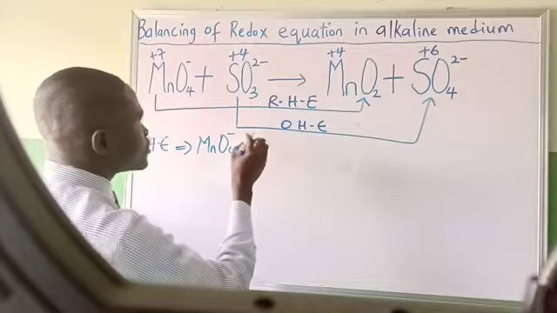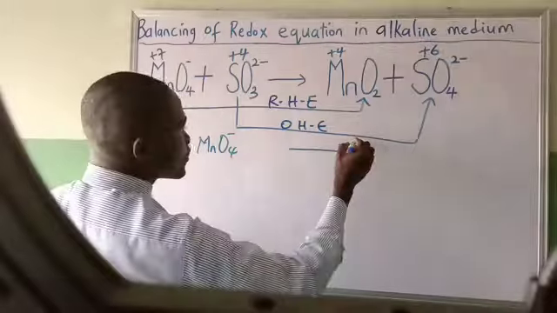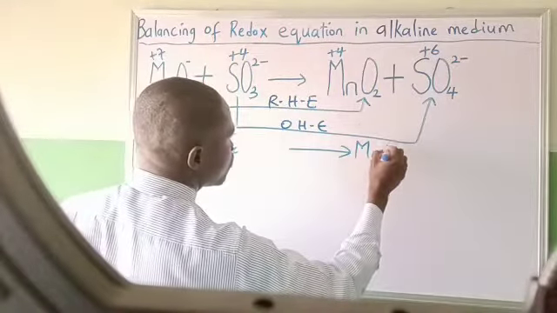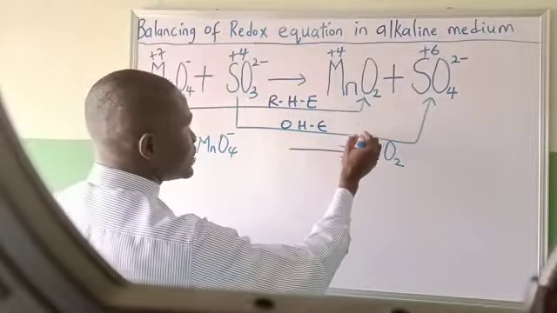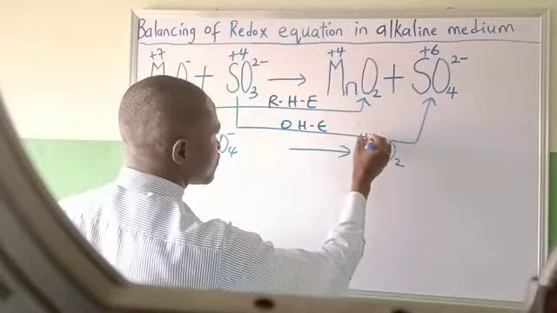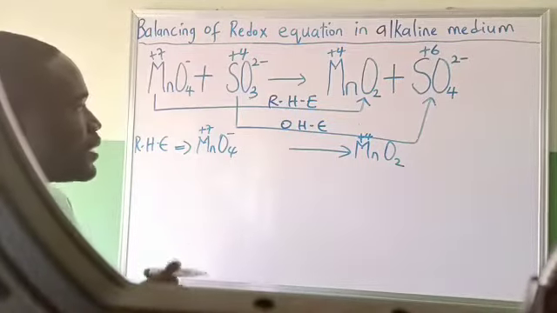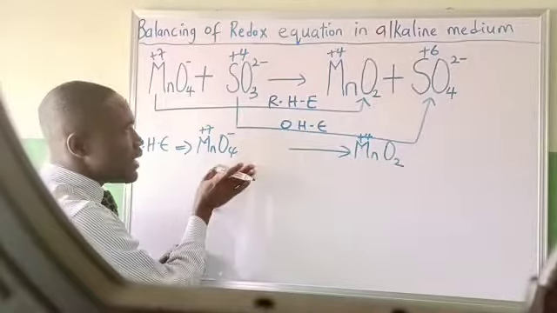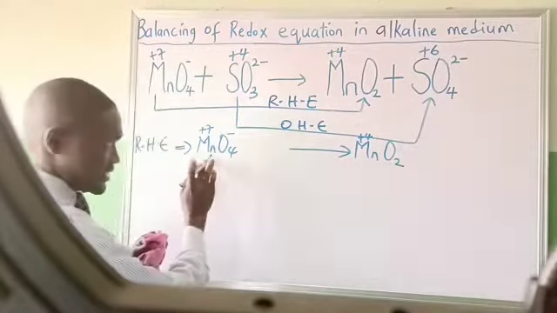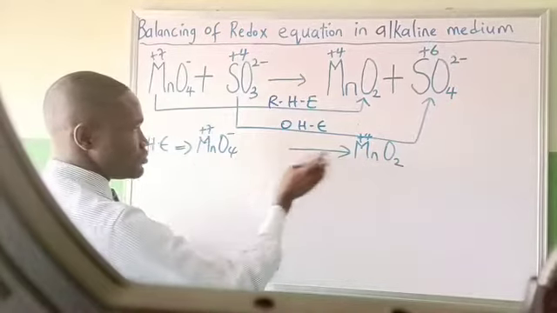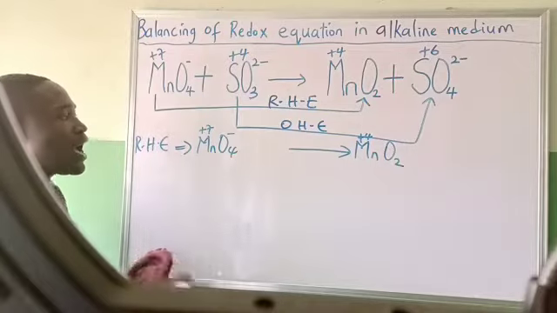MnO4 minus to give me MnO2. We know the charges. This is +4, while this is +7. We know the charges. Now, how do you balance this? You balance this by asking yourself, between these two ions, how do you balance this?